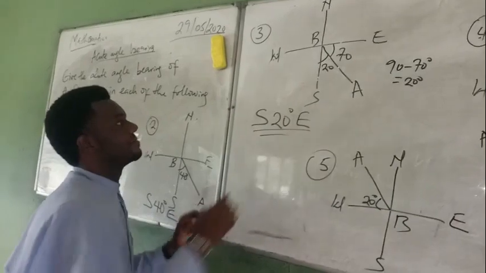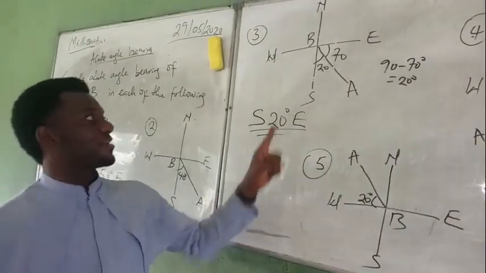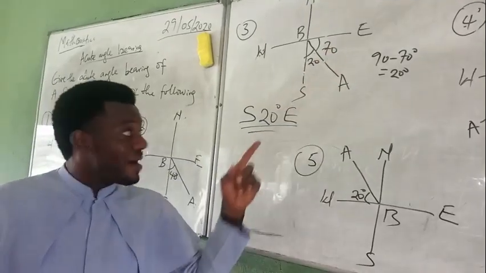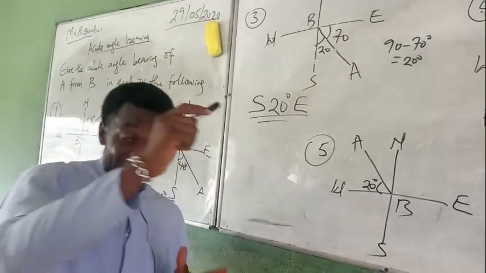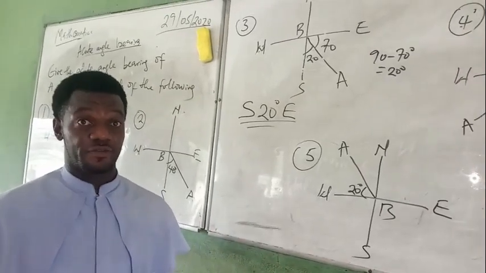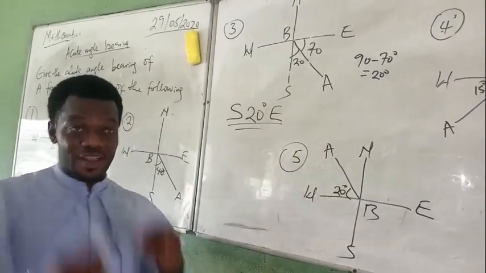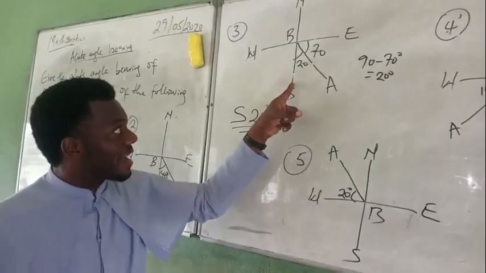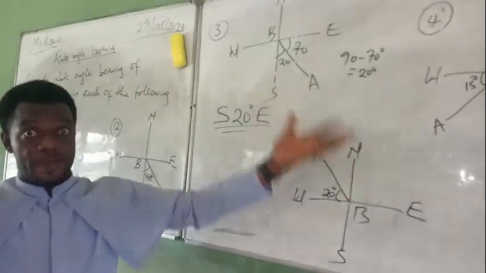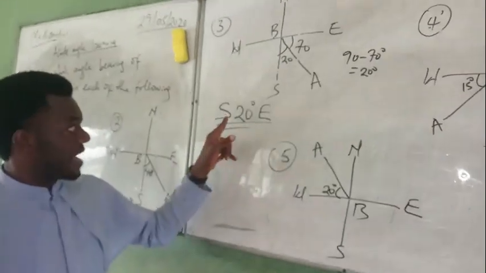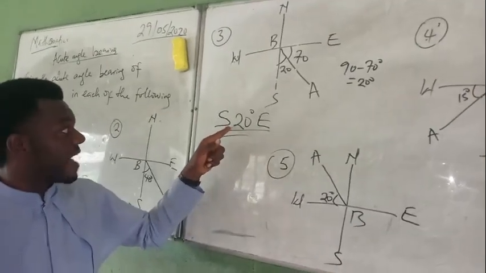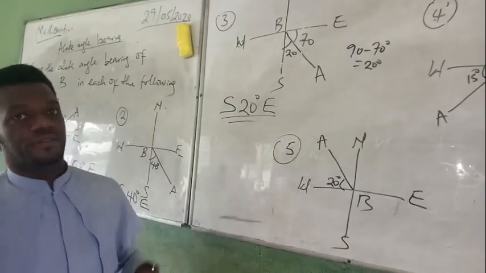That is the answer. Some persons may say south 70 degrees because they saw the 70. No, you have to make sure that the number to be written must be calculated either from the north, if it is within the region of the north, or from the south. So these are the two. You begin the counting from the south or from the north, depending on where the direction falls. So the acute angle bearing is south 20 degrees east.